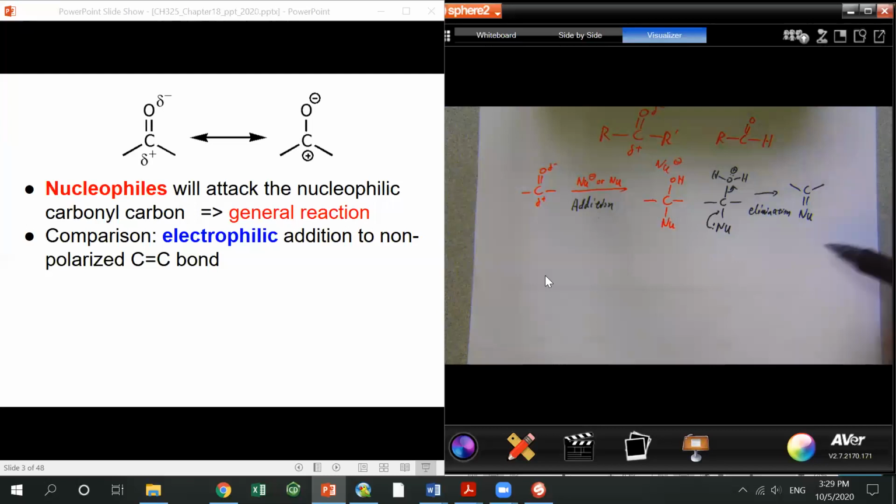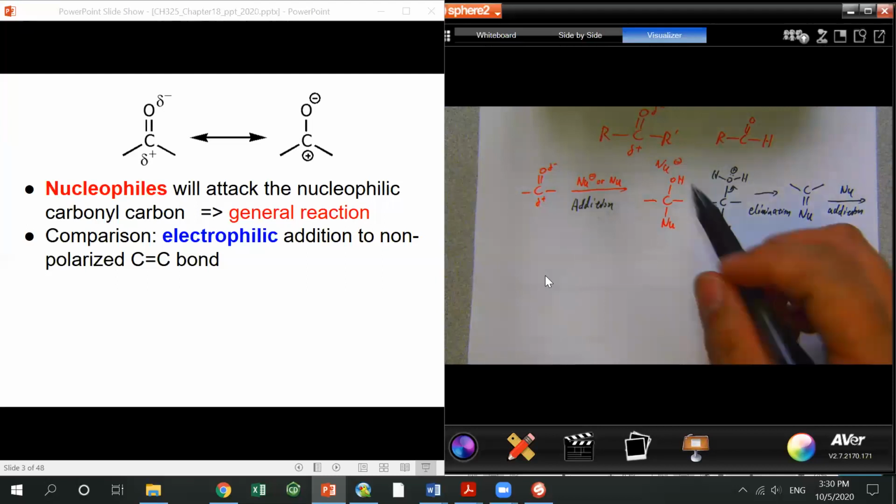And add the nucleophile on. Add a second nucleophile on, and then eventually you get something like this. You have two nucleophiles attacking the center carbon. So here is the overall general reaction for these chapters.